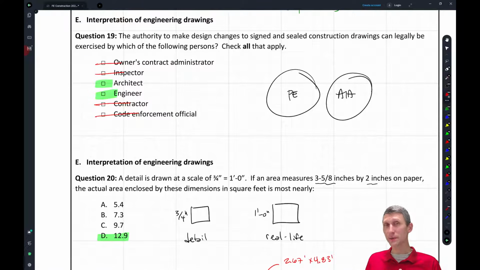But the engineers are typically designing the structure and making sure the structure is safe. That's the civil or structural engineers. Then you'll have mechanical doing the HVAC design and that sort of stuff. So there's different types of PEs, different types of engineers that will stamp the drawings. So a lot of information here.